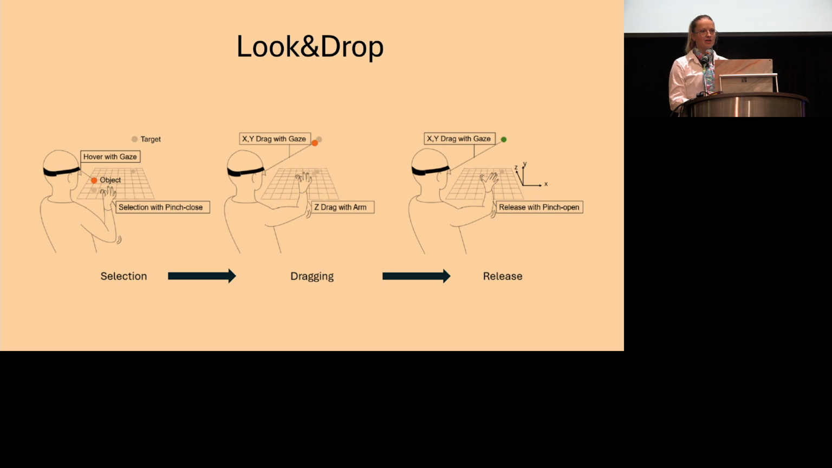You can move around the object just with your gaze at the X and Y dimension. If you like to move your object back or closer to you, you just use your hand with this movement. If your desired position is reached, you can release it with a pinch open gesture.